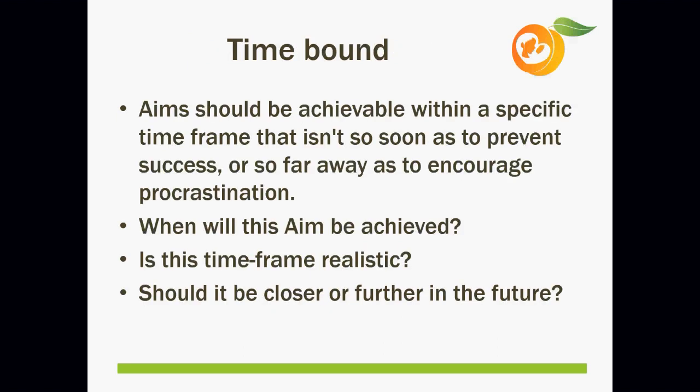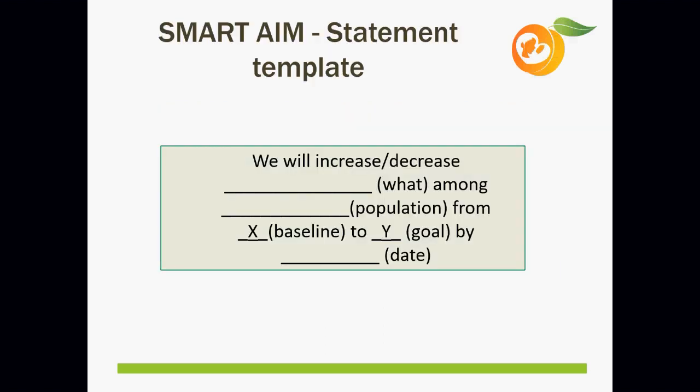And then the last part is the aim should be achievable within a specific time frame. That isn't so soon, so you don't want it to be so quick that you're not going to be able to do it, or so far away that you're just going to let it go. So it has to be targeted with a good time frame in mind. So you have to think about, when can we achieve this? Is this realistic? Should I bring it closer? Should we take it further into the future?